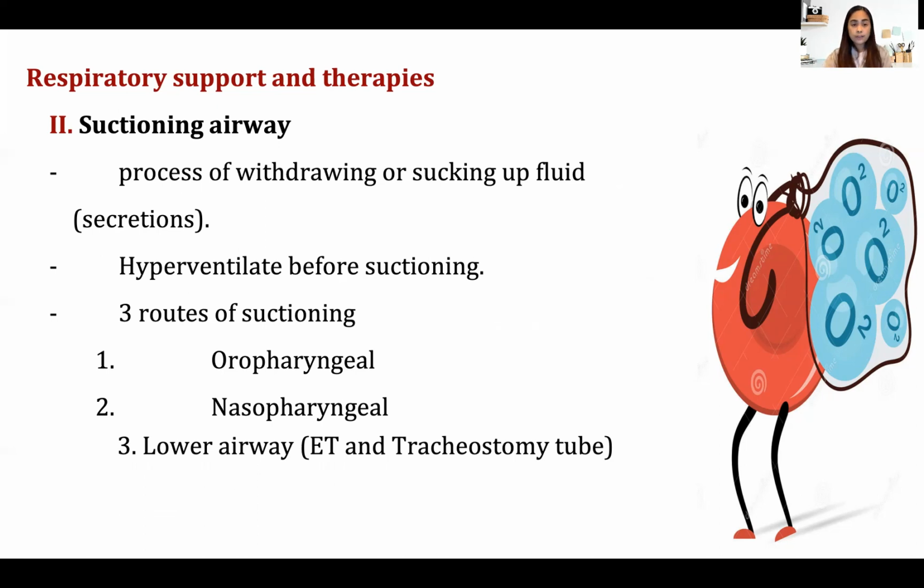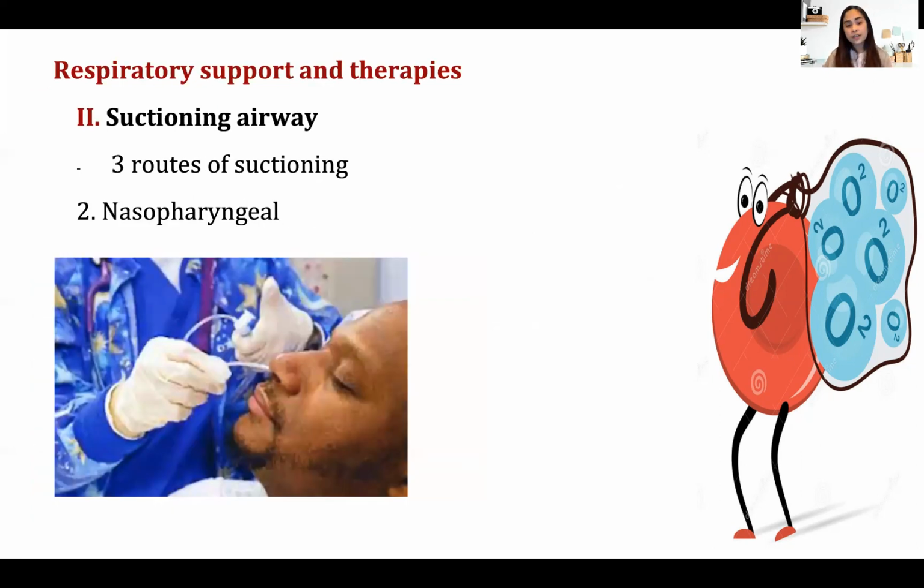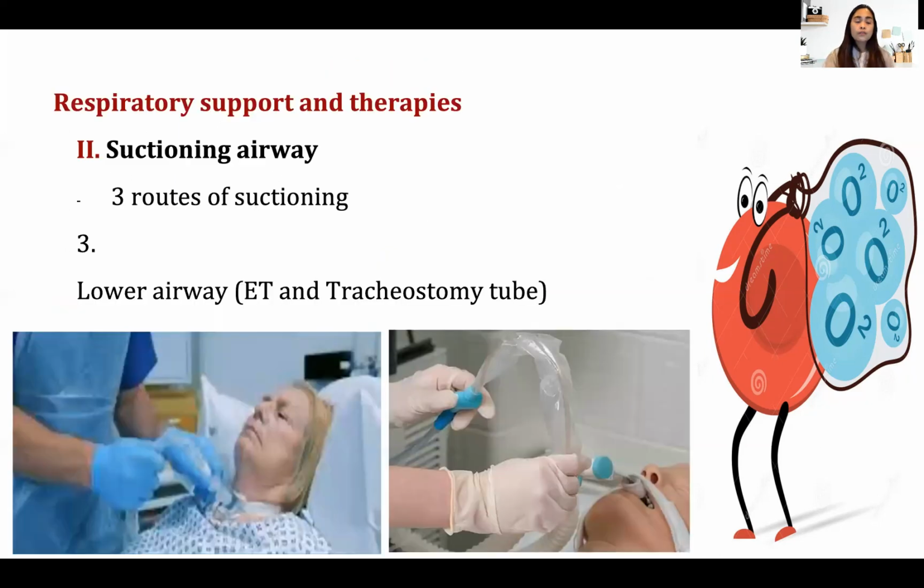So I'll show you the different pictures. This is called oropharyngeal suctioning, where you use a Yankauer. If you're familiar with oral care for dependent patients, we use this one, oropharyngeal suctioning. We also have nasopharyngeal, where we suction the nose because some mucus might accumulate in this area. We also have the lower airway.